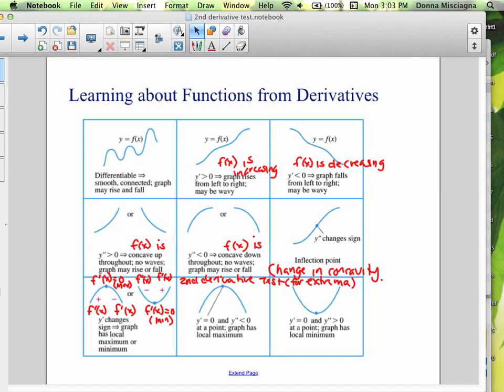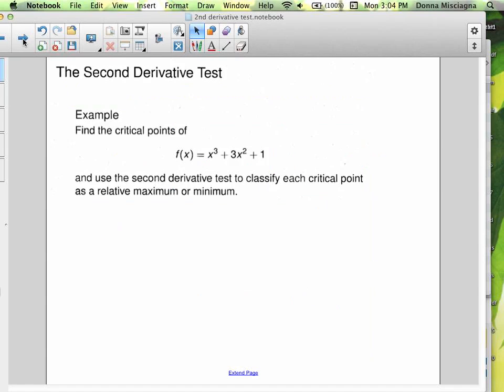You can also use the second derivative test for extrema. If the first derivative is 0 and the second derivative is negative, then the graph has a local maximum. If the first derivative is 0 and the second derivative is positive, then the graph has a local minimum. So here you have everything summed up about the first and second derivative test looking for relative extrema.